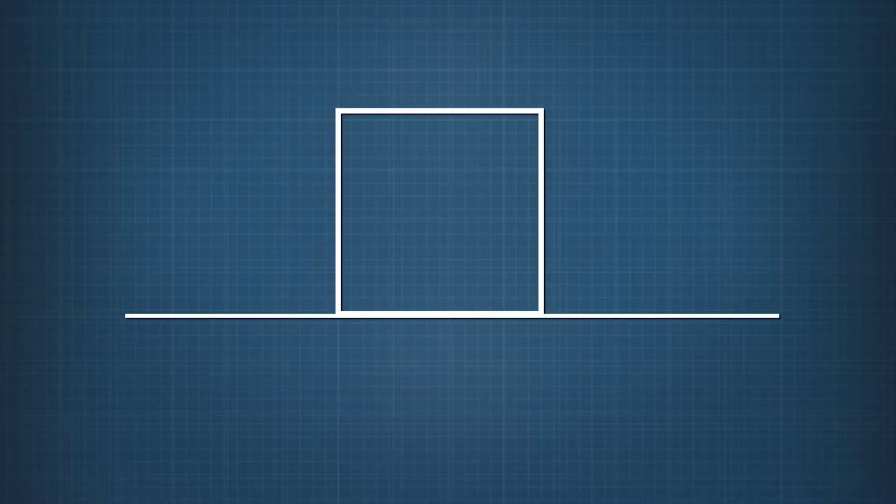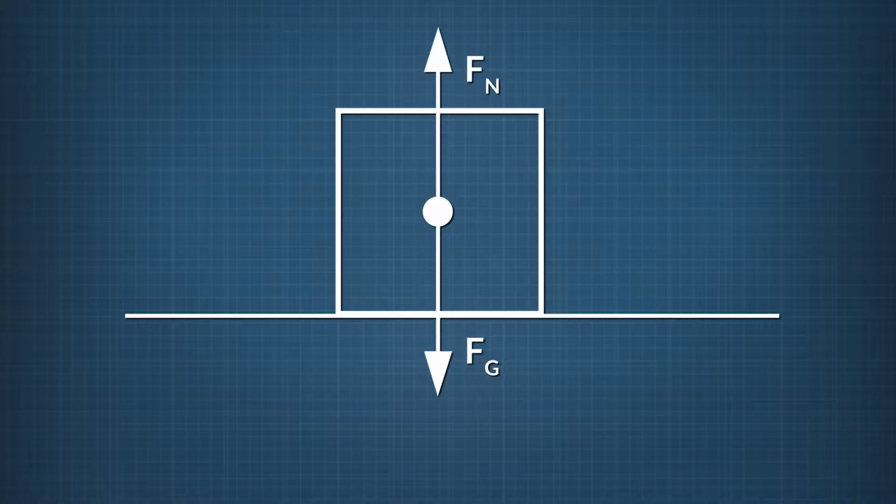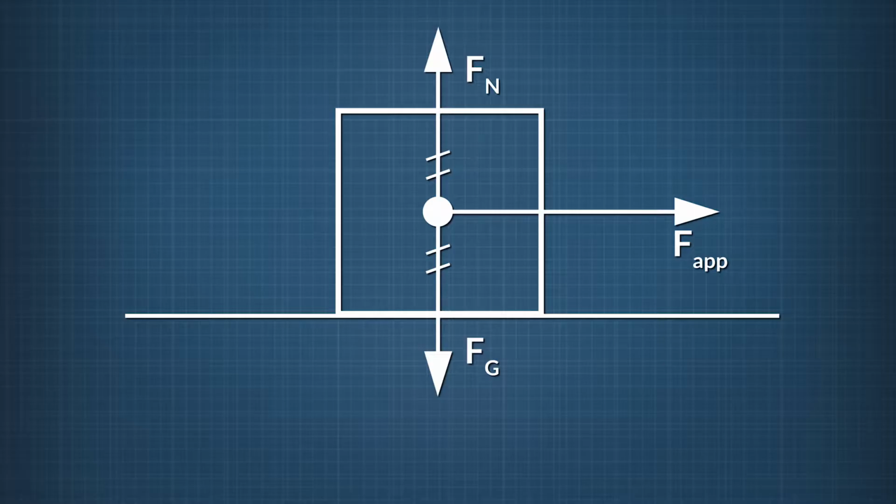First step, draw a free body diagram. Box, normal force arrow up, gravity force down. On the y-axis, the box is not accelerating. It's not moving up or down. They are balanced, so the arrows are of equal length. Now, draw an arrow representing the applied force and one representing the friction force.